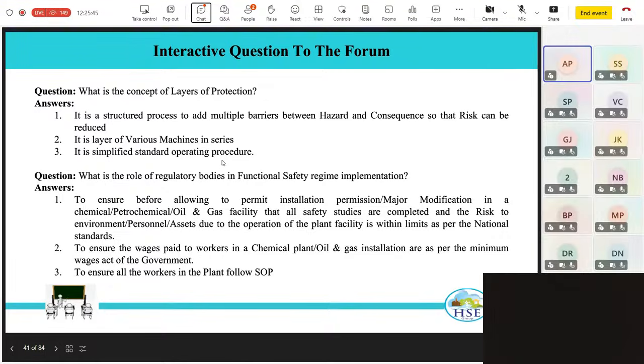Now the second question was, what is the role of regulatory bodies in functional safety regime implementation? So that also the answer is one: to ensure, before permitting installation, permission, or major modification in a chemical, petrochemical, oil and gas facility, that all safety studies are completed and the risk to environment, personnel and assets due to operation of plant facilities is within limits as per the national standards. Then only would the insurance agencies waive off the premium and these things.